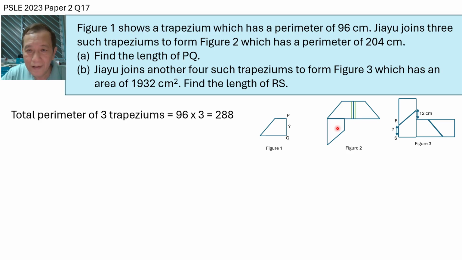Same thing here. We can split them into two green lines. Again, we lost two more lines. And in fact, the length of this line is actually PQ. So there are four green lines that are lost when we combine the three trapeziums.